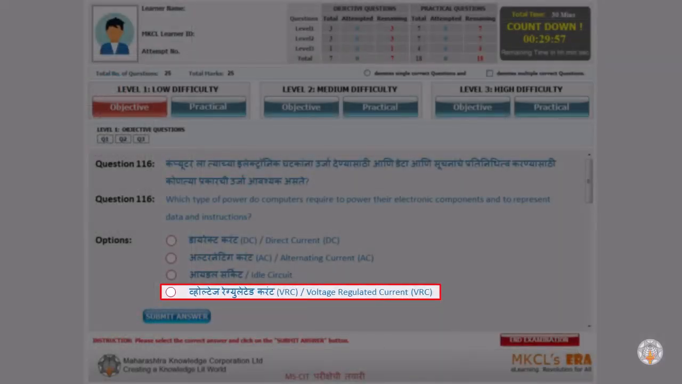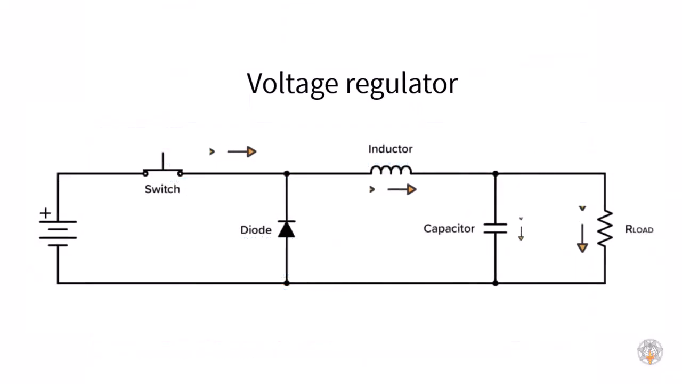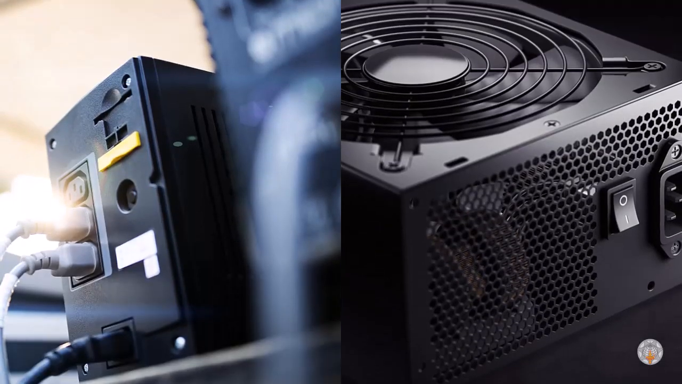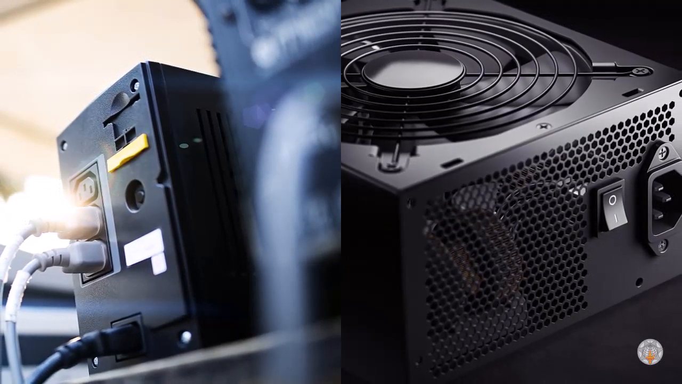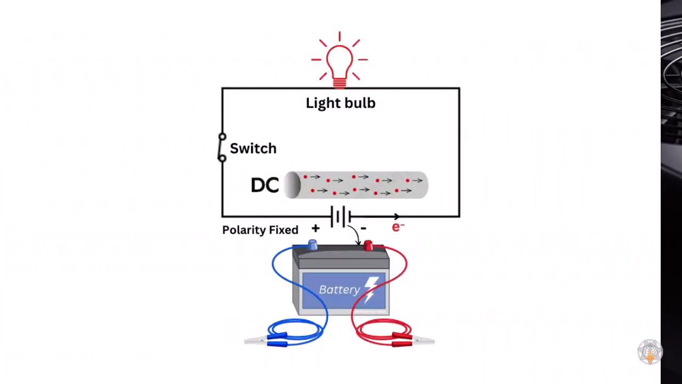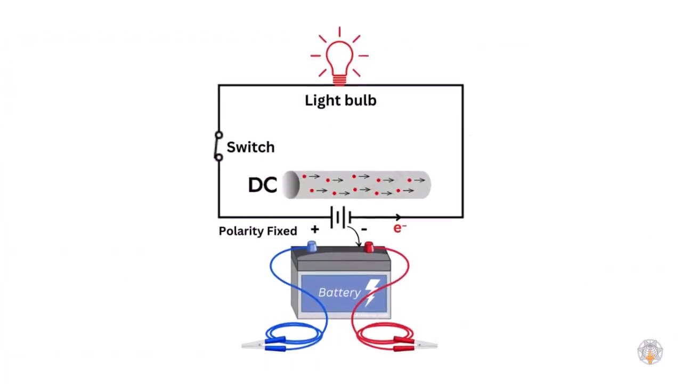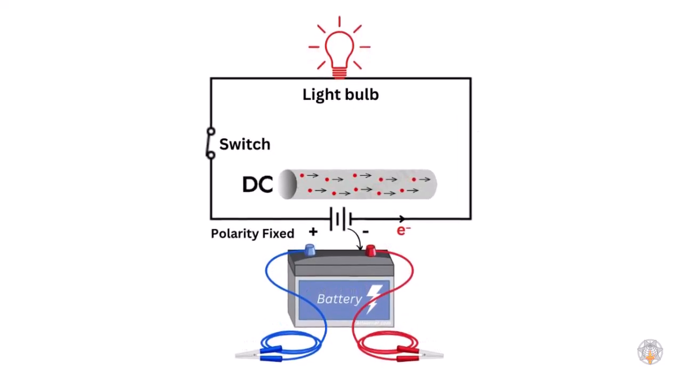Voltage regulated current VRC. Although computers require regulated voltage to function properly, VRC is not a specific type of power. The regulation of voltage is achieved through components like the power supply and voltage regulators, but the underlying type of power used is still DC.